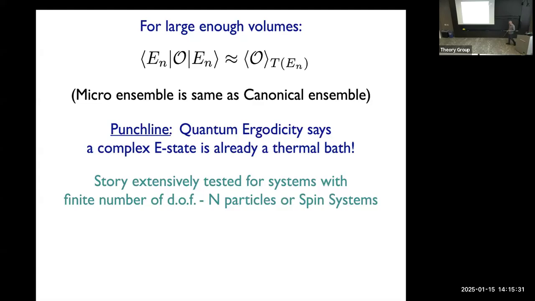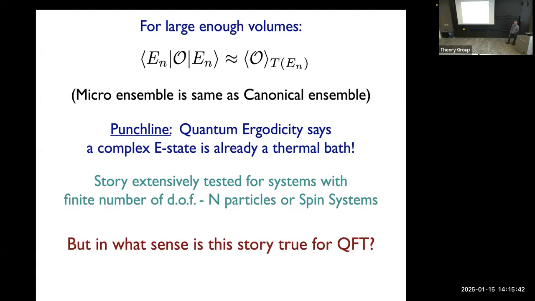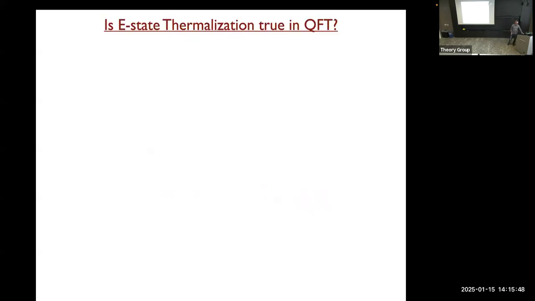And this is a very nice story, a very deep insight, I think, and it has been checked numerically for a whole bunch of different systems that have a finite number of degrees of freedom, particles or spin systems. But in what sense is this story true? So that's the question that we're trying to answer.